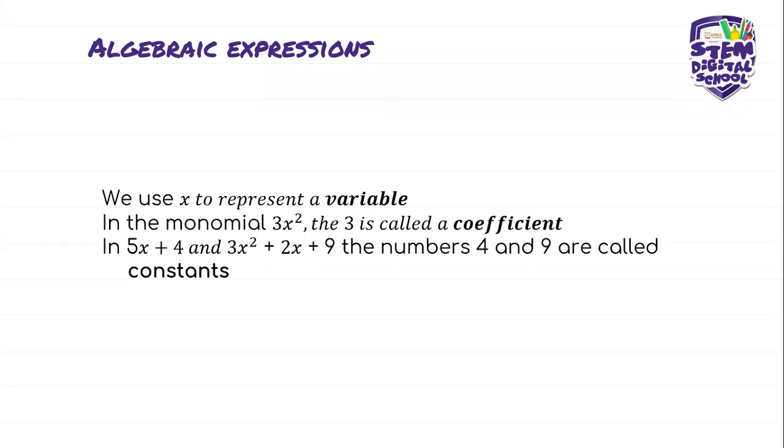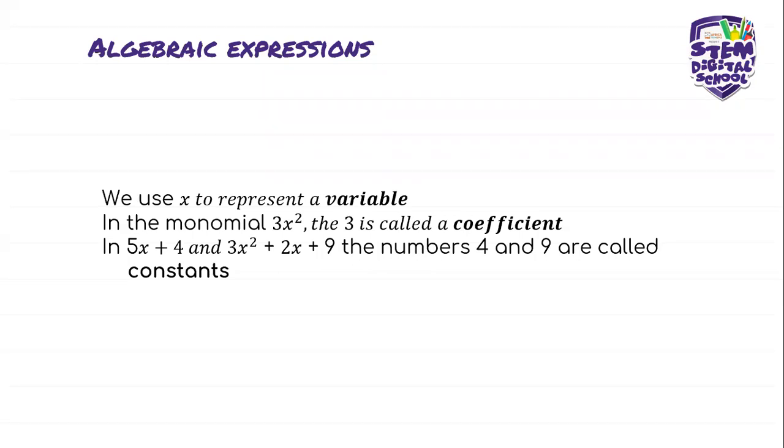Now, in this monomial 3x squared, the 3 is known as the coefficient. And of course, in 5x plus 4, as well as 3x squared plus 2x plus 9, the numbers 4 and 9 are known as constants.